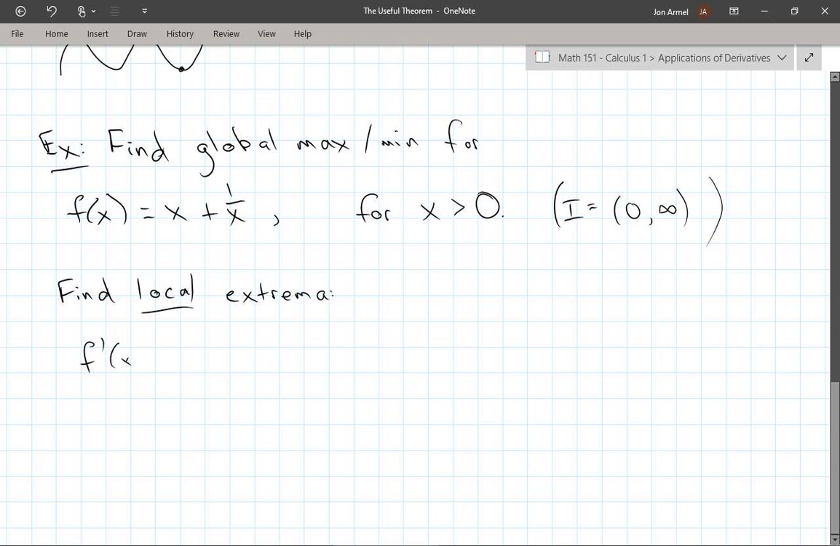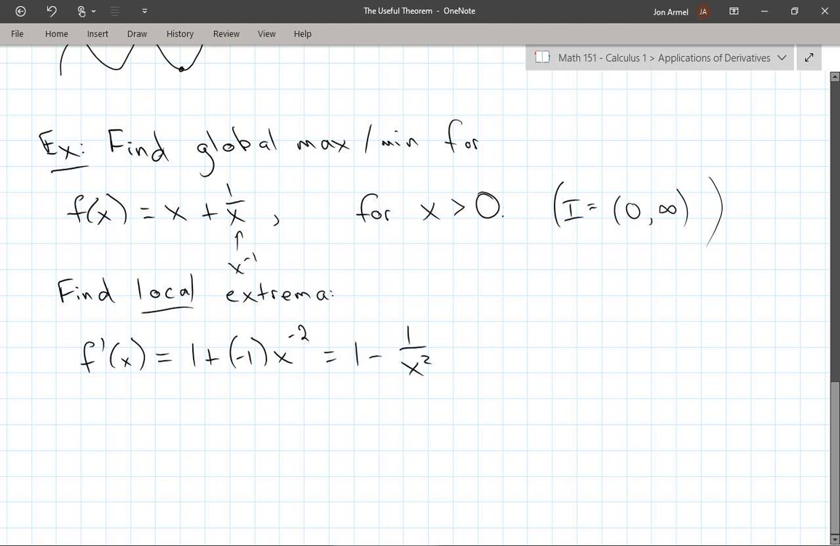This function is just power, so we're not going to have any sharp corners or anything. So we only need to see where the derivative is 0. It'll be defined everywhere. So let's see, we got 1 plus, and then remember this is really x to the negative 1 power. So when we take the derivative, we get negative 1 x to the negative 2. And that is the same as 1 minus 1 over x squared.